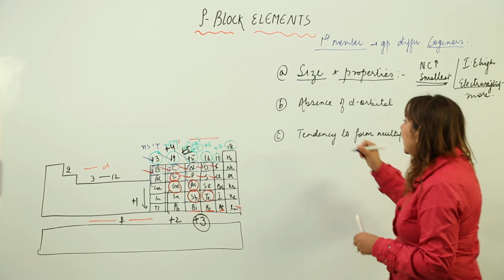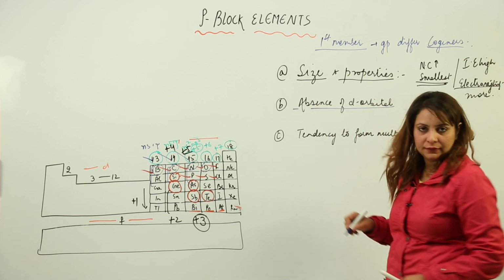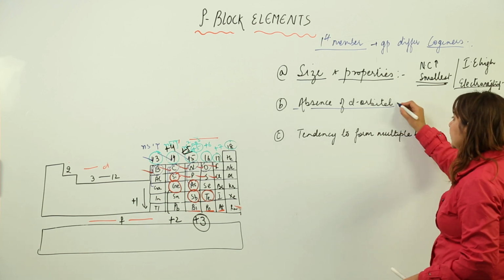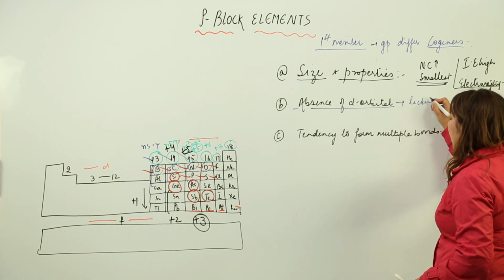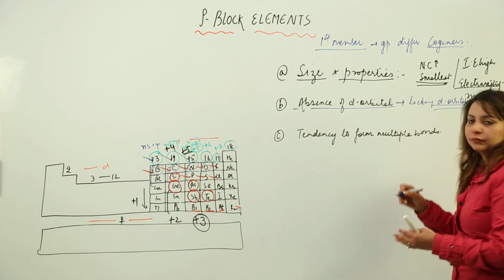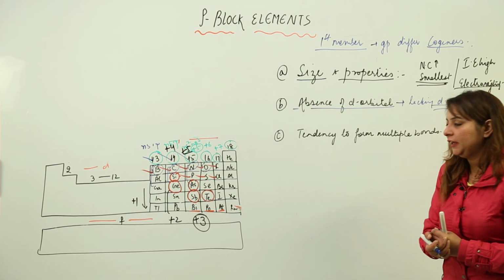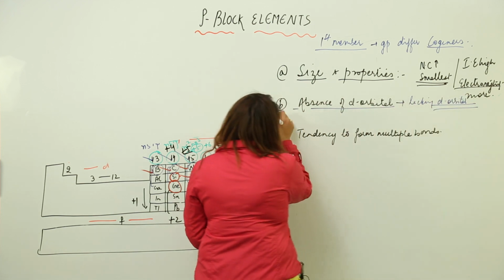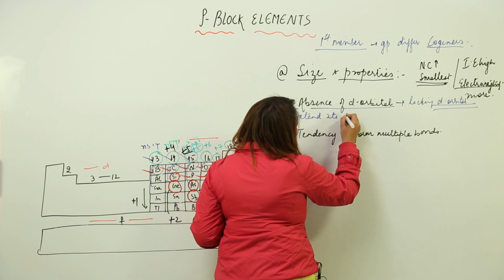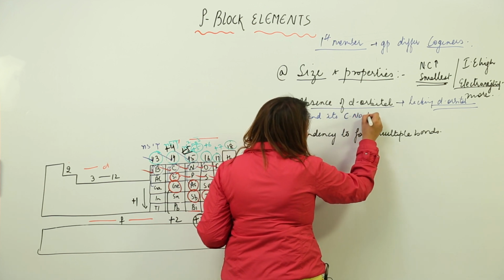The second reason is the absence of d orbital. That means each first member of the family is lacking d orbital. It doesn't have the d orbital. Therefore, it affects the properties of the elements in many ways, like it cannot extend its coordination number beyond 4.